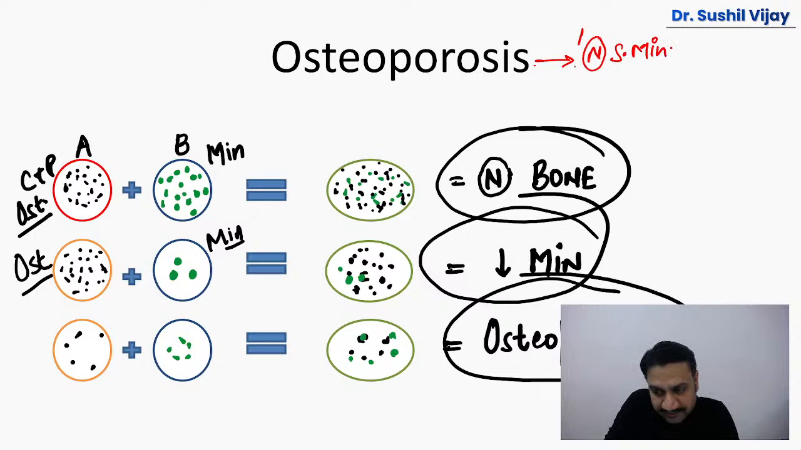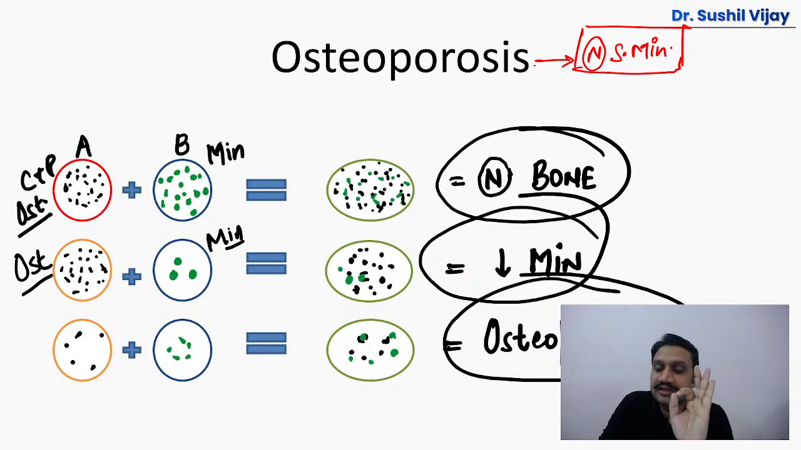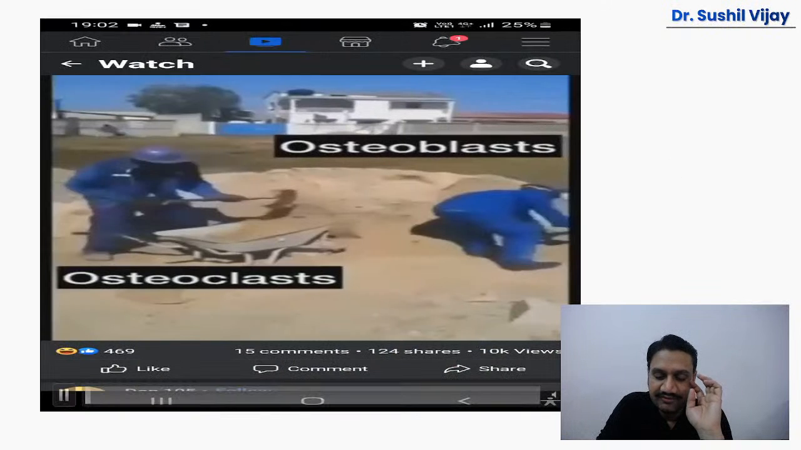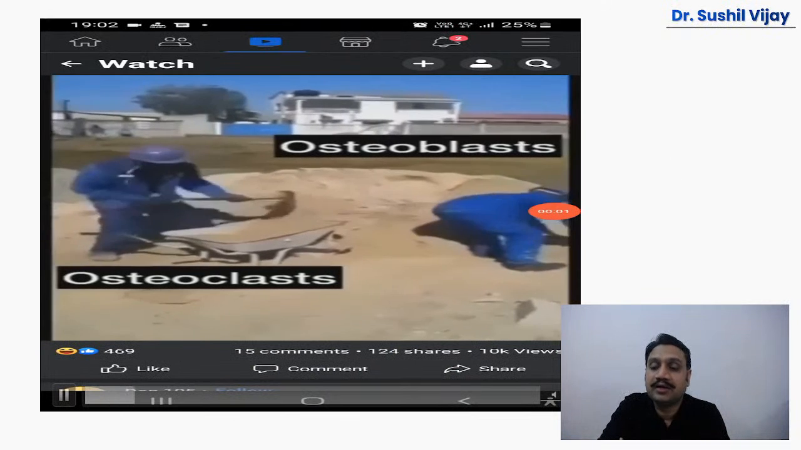Osteoporosis will have a normal serum mineralization. So in all the other situations the serum mineralization is normal, except in only two conditions where it is low, rickets and osteomalacia. Now, this is some very good video I just found on Facebook.